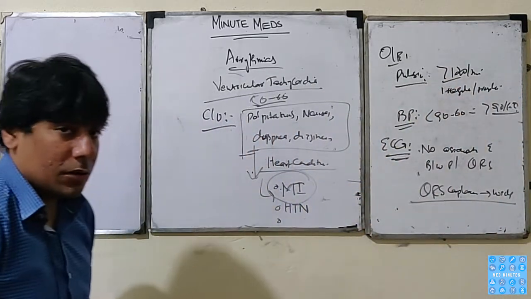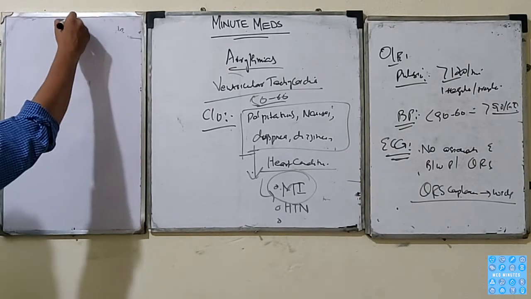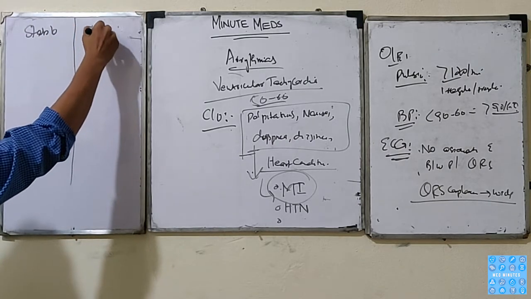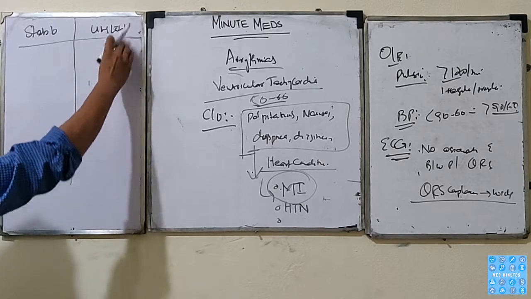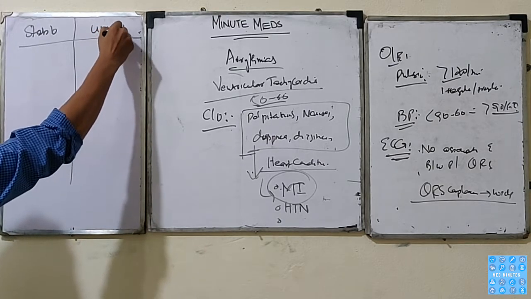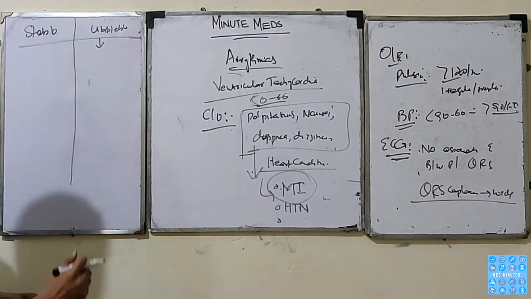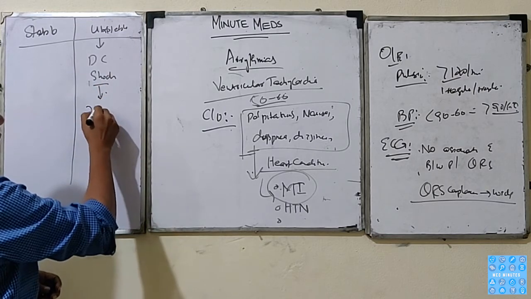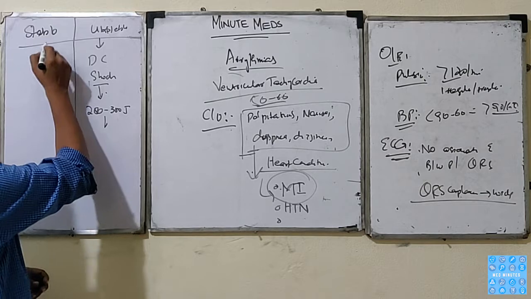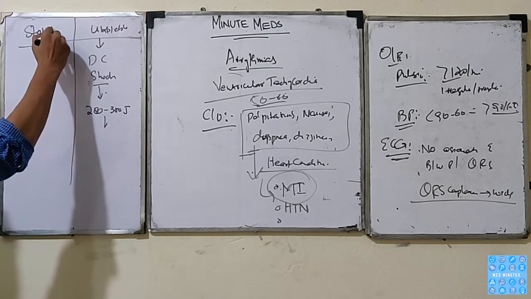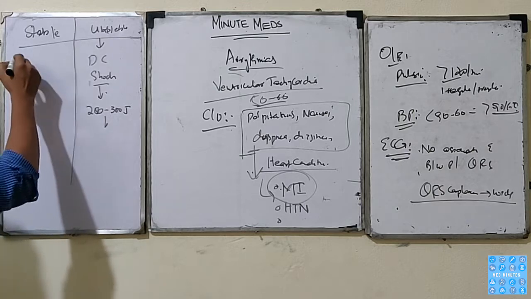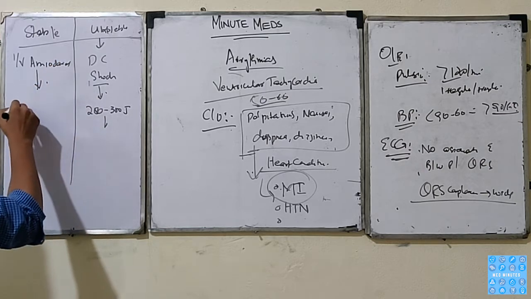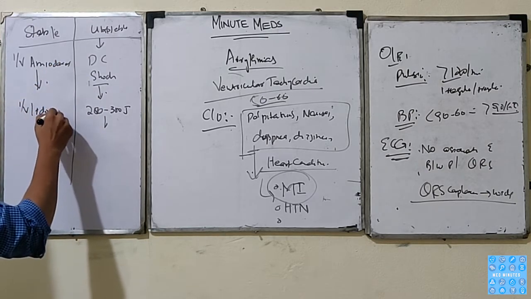Now here again, how do we treat such a patient? If the patient is stable, what would be our approach? And if the patient is unstable, what would be our approach? If the patient is unstable, like any arrhythmia, we have to go for the DC shock right away, 250 to 300 joules. If the patient is stable, then we have drugs, like we can give intravenous amiodarone, or we can go for lidocaine.